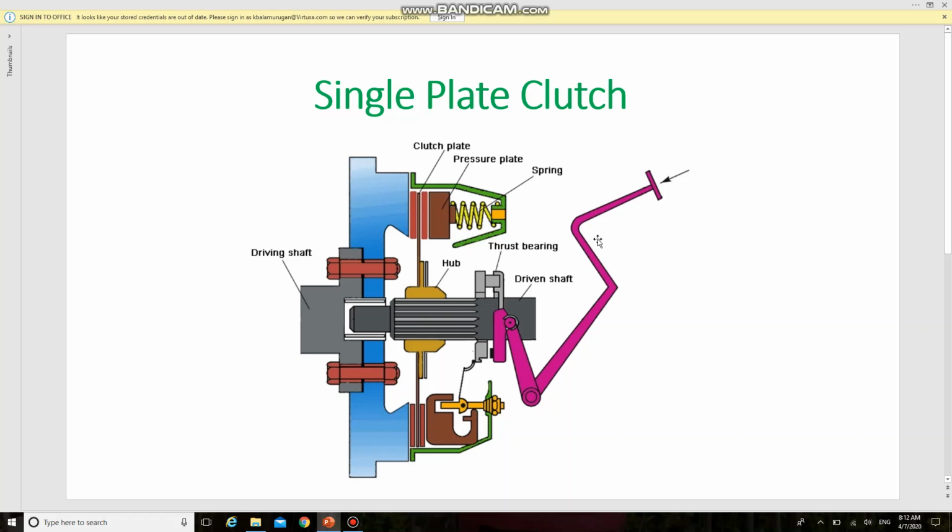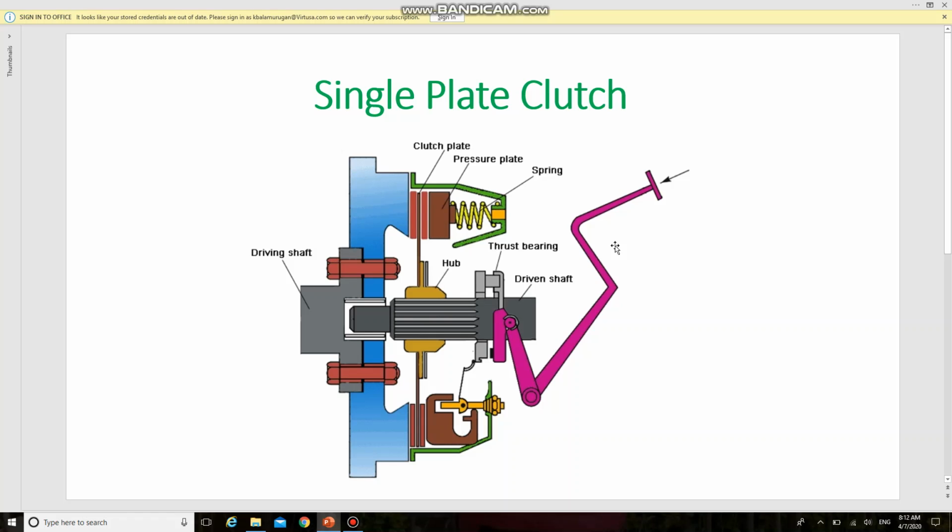In the disengaged condition, the flywheel gets rotated along with the clutch plate. When we press the clutch pedal, the thrust bearing moves forward and the pressure plate moves backward, or moves away from the flywheel. Due to this, the connection between the clutch plate and the flywheel is released and the shafts are disengaged. At this time, we can easily change the gears.